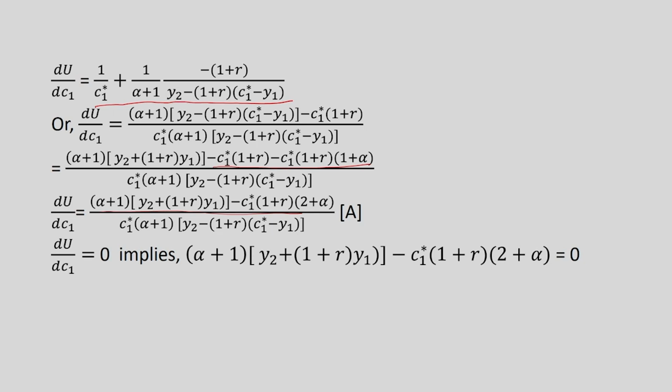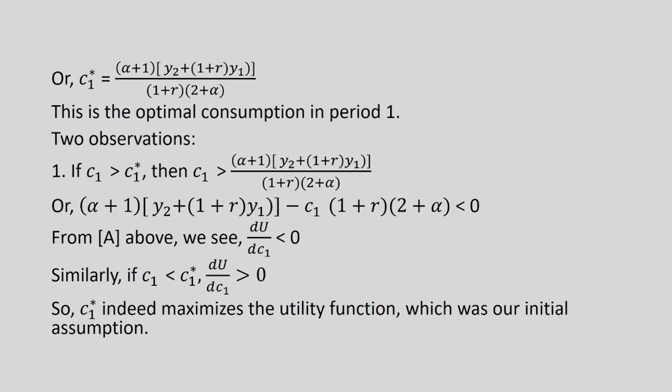So, this has to be equal to 0, which means the numerator has to be equal to 0. Okay. So, this is what it means: (alpha plus 1) multiplied by y2 plus (1 plus r) multiplied by y1 minus C1 star multiplied by (1 plus r) multiplied by (2 plus alpha) is equal to 0. Here is an additional bracket which should not have been there.